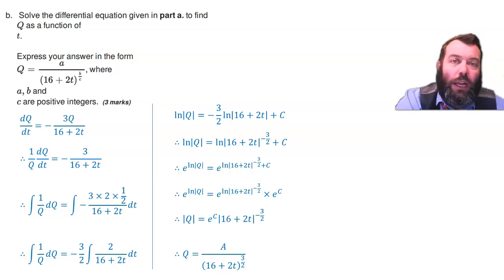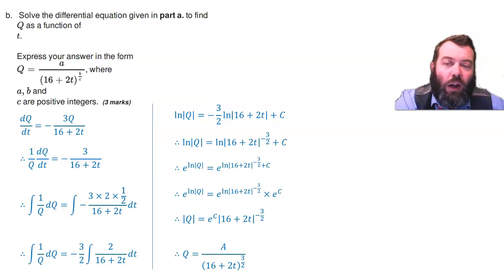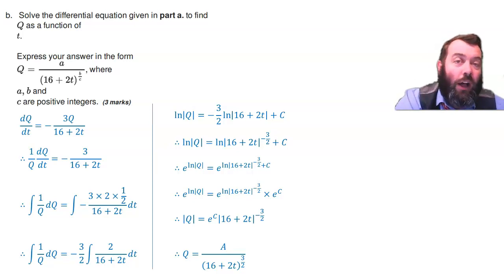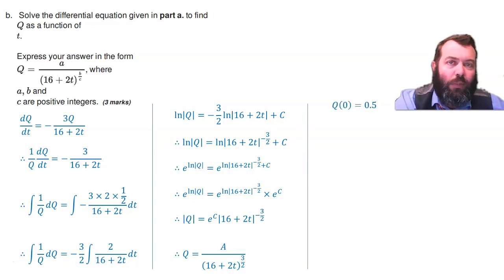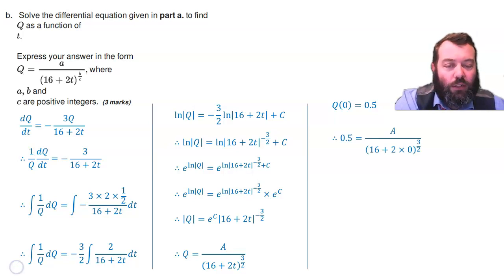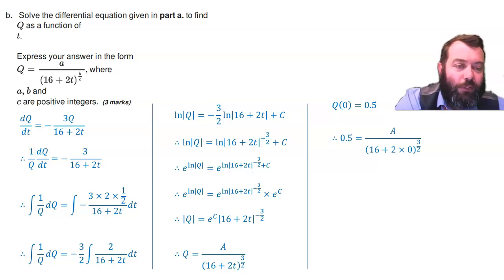That's looking awfully like the answer that we're asked for, but I've got a capital A there and I can evaluate that because I have been given the initial conditions. We know that initially there was half a kilo of salt in the tank. So Q0, at t equals 0, Q equals 0.5. Substitute that in the equation that we just generated. We get 0.5 equals a over 16 plus 2 lots of 0, 0 minutes, to the power of 3 over 2. Now, of course, 2 times 0 is 0, 16 plus 0 is 16.